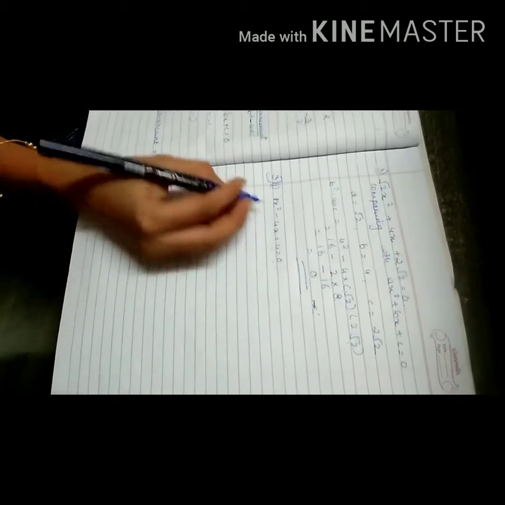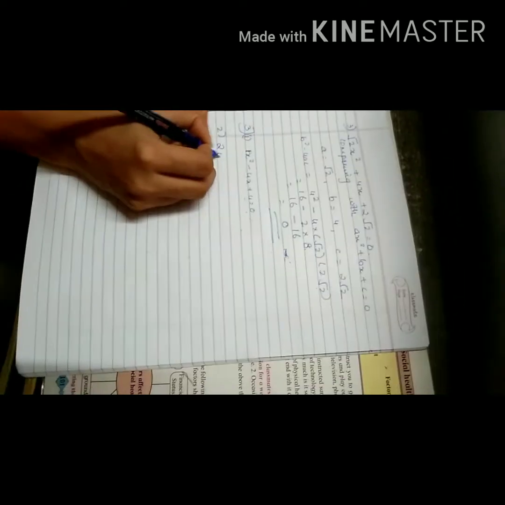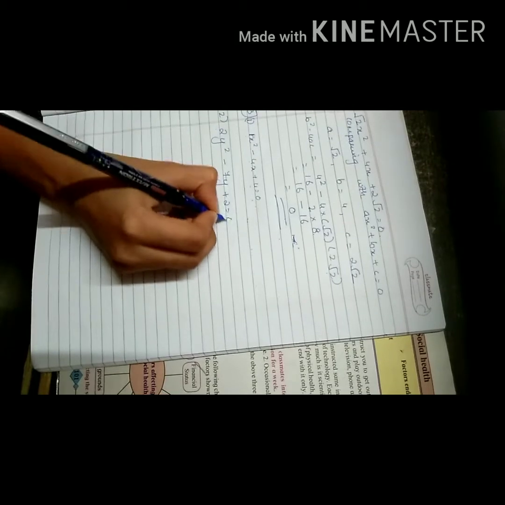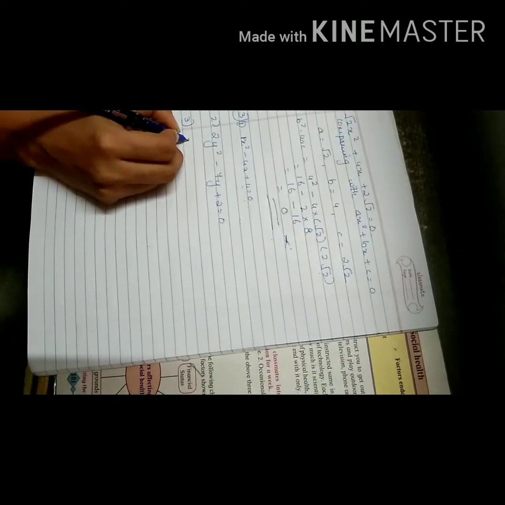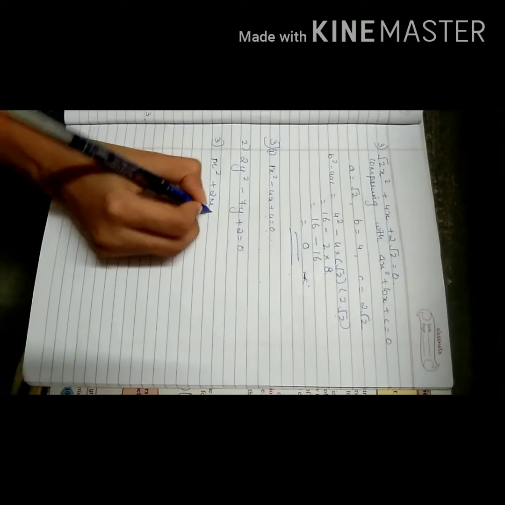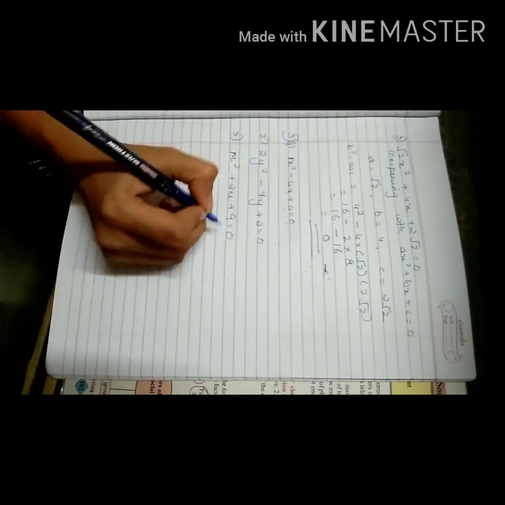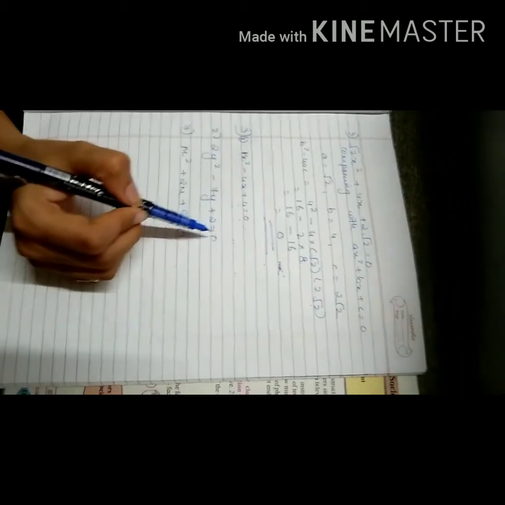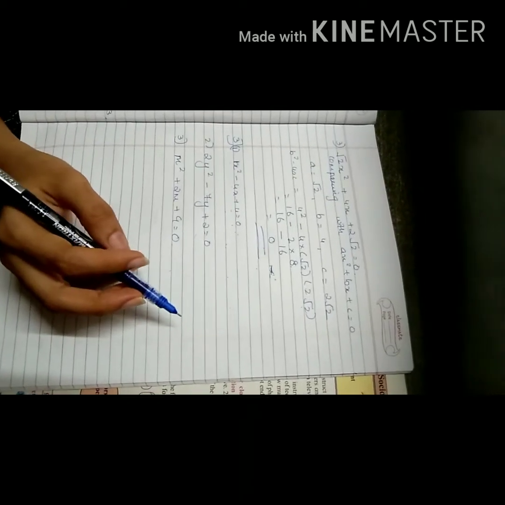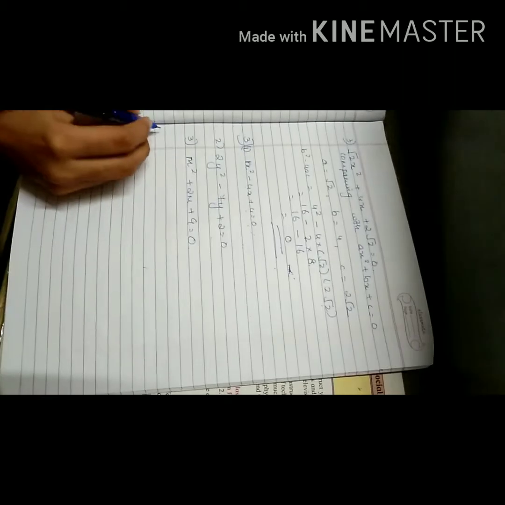I will give you 3 sums to solve for homework. The sums are the same as the second question. Only one extra step is there. That is, you will have to find whether the roots are real, unequal, or not real. Next, fourth question.